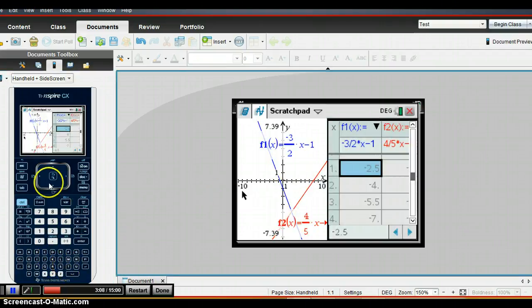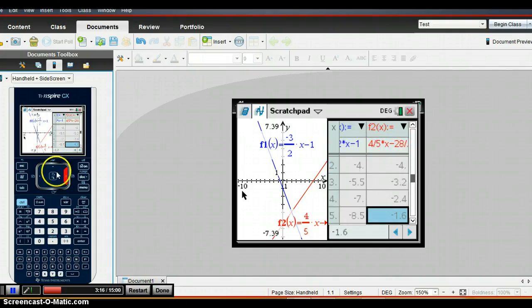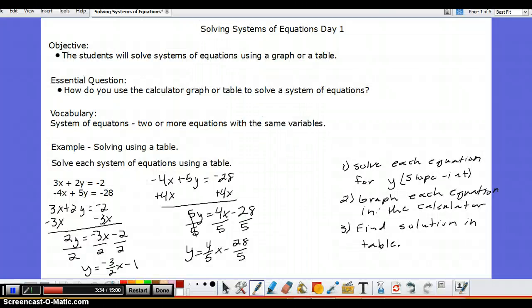What we're looking for in this table is, and we need to press over so we can see the other one, we're looking for this spot right here. So we're looking for where we have an x of 2 and the y values are the same. If I go up 1, we're going to copy this down real quick. We have x, y1 and y2, in other words f1, f2.